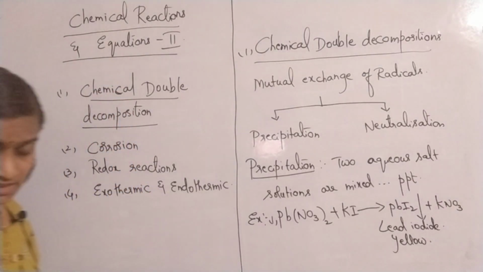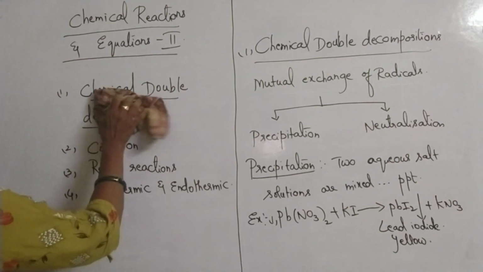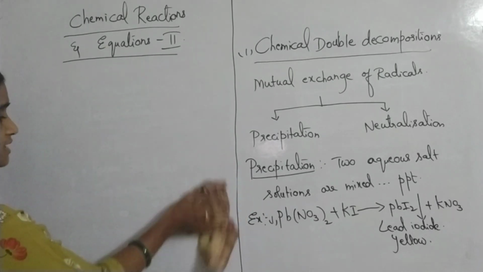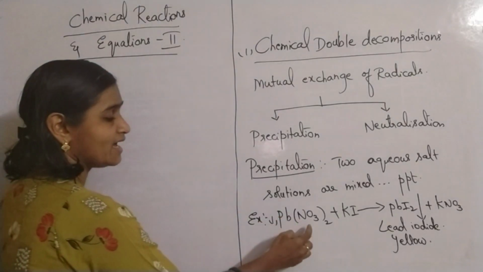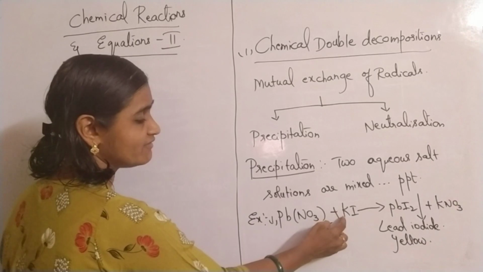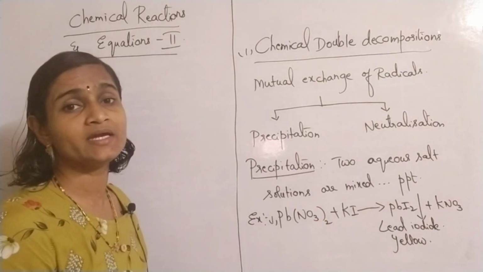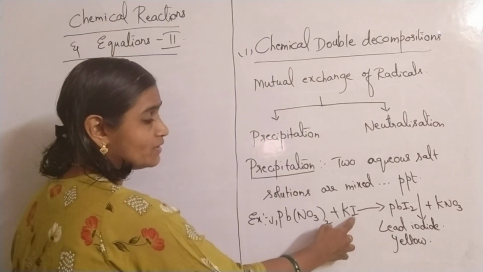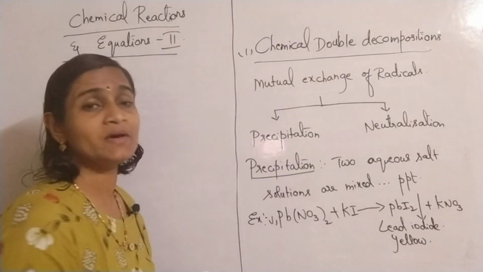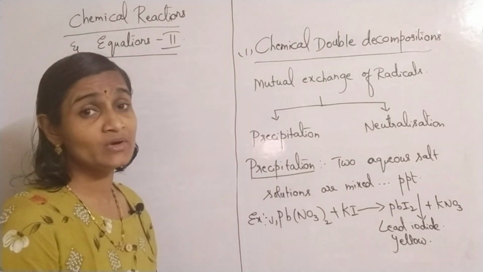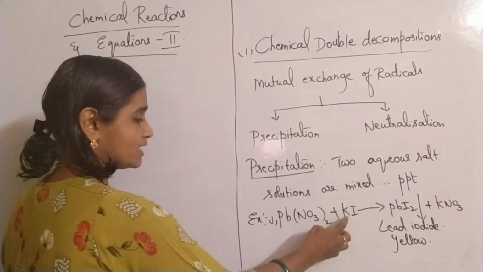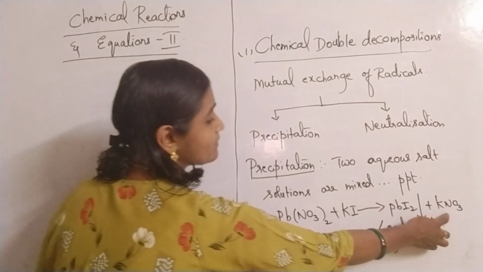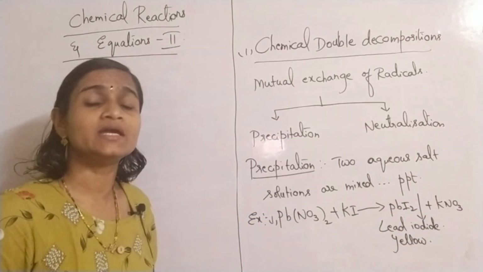So this is an example for what? Precipitation reaction, one of the double decomposition reactions. Here lead and nitrate got separated from each other, and K and I also got separated from each other. Lead is forming a compound with iodine, given by PbI2. Lead iodide is formed, and potassium combines with the nitrate ion of lead, so potassium nitrate is also formed.